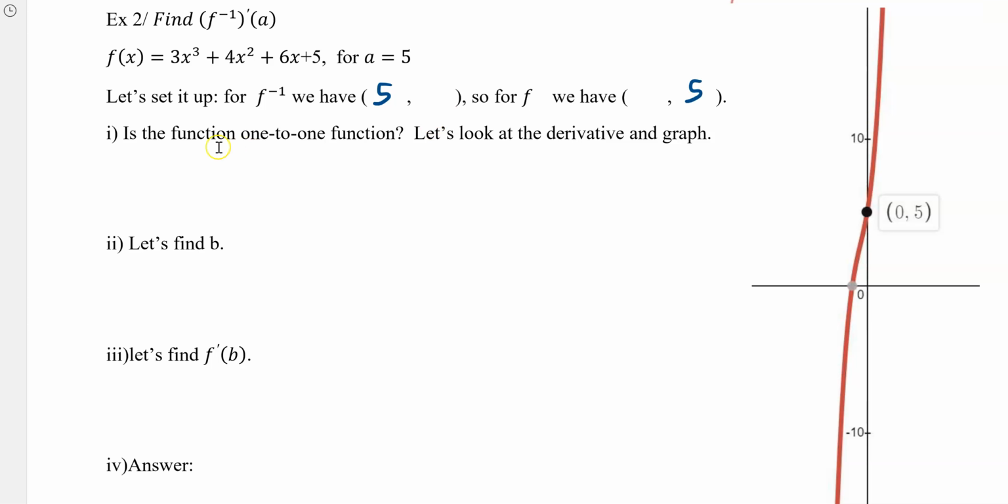Now to start this, we want to make sure our function itself is 1-to-1, so it actually has an inverse, right? If it's not 1-to-1, then we're going to have to either modify it to make it 1-to-1, or we can't do this. So is the function 1-to-1? We look at the derivative and the graph just to verify it. So let's first find its derivative. If we take the derivative, we get 6x squared plus 8x plus 6.